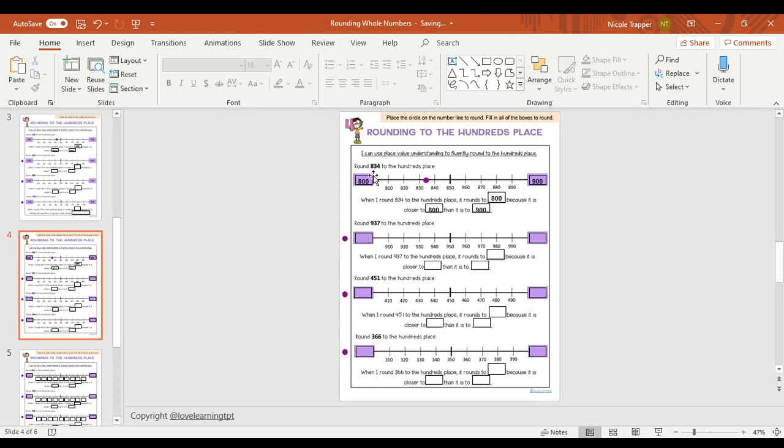I could prove that by counting by 10. This is only about 10, 20, 30 away from 800 as compared to it's about 10, 20, 30, 40, 50, 60 away from 900. So it's definitely closer to 800.